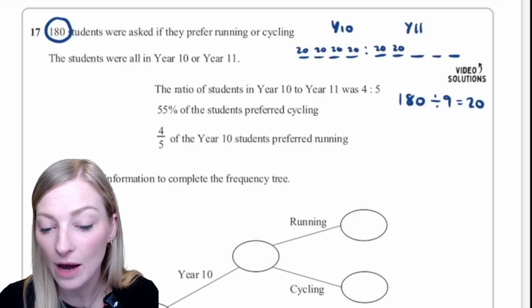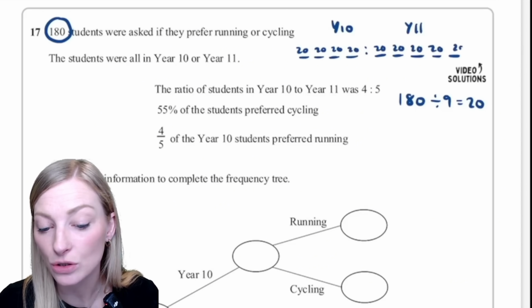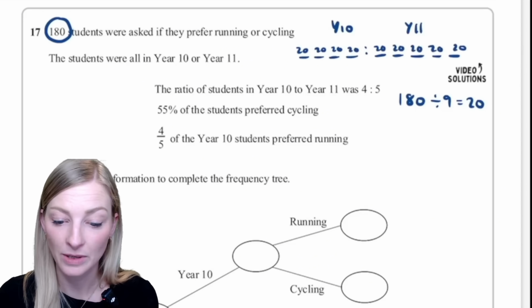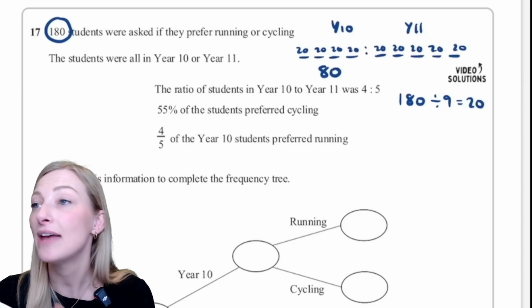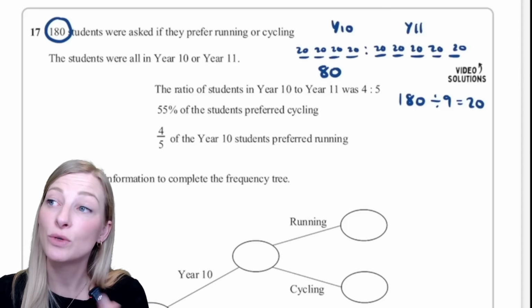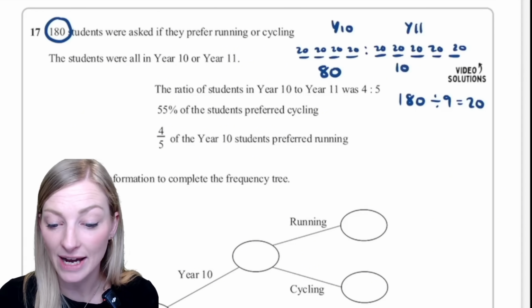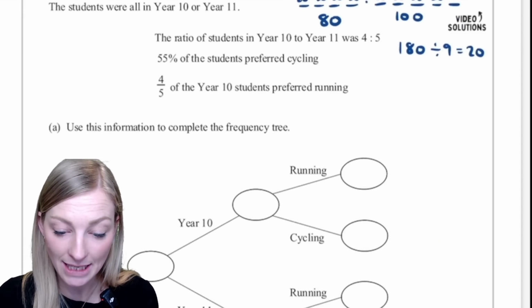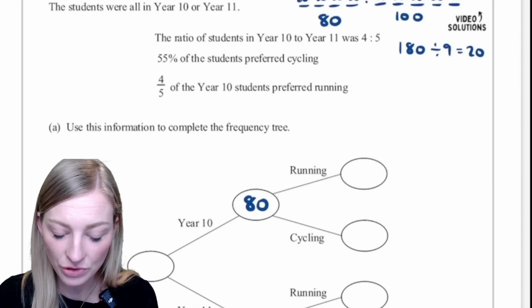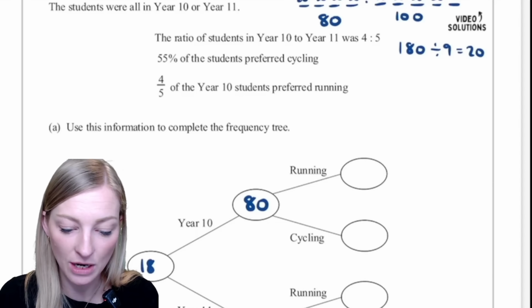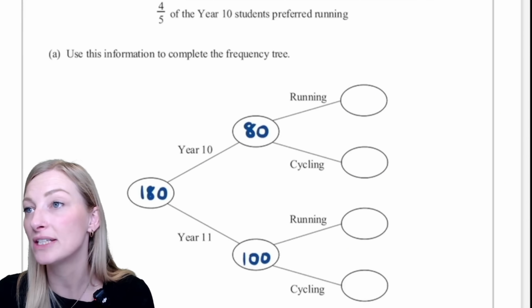So if I want to know how many year 10s there are, I can do 20 multiplied by 4, and that is 80 year 10s. If I want to know how many year 11s there are, 20 multiplied by 5, and that is 100. So 80 year 10s and 100 year 11s, and this here we know is 180 for the starting value.